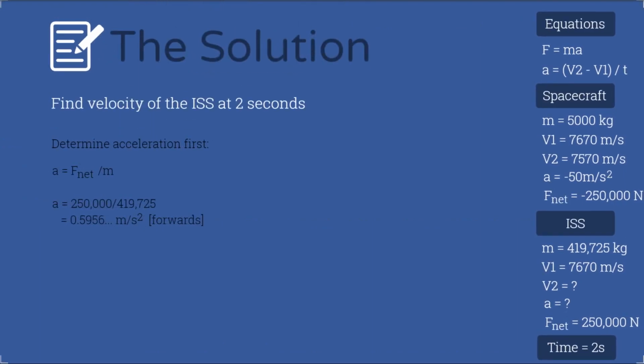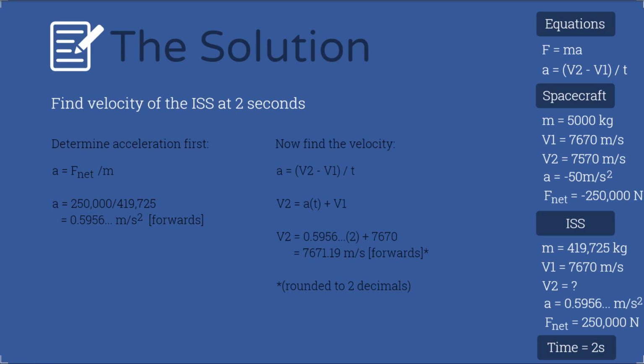Now, onto the big question. What is the velocity of the ISS after 2 seconds? To do this, we need to know acceleration first. Using this equation, we can rearrange it to find A, acceleration, which is F net divided by mass. We already know the F net and the mass, so we just plug those in and get our acceleration.